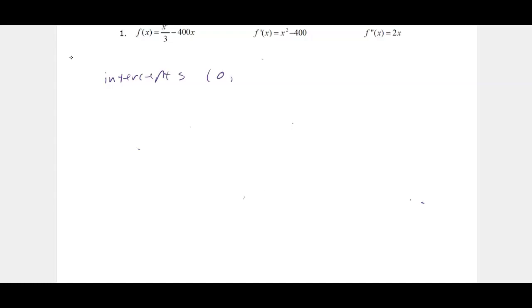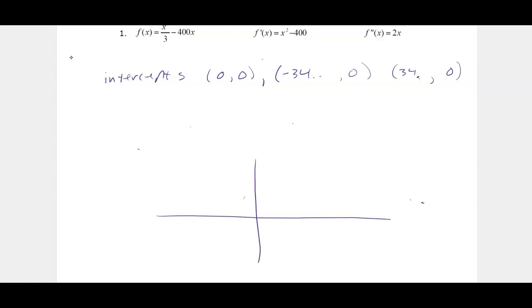I had the y-intercept and also x-intercept (0, 0). And then I had x-intercepts at, I did not write them down. Oh, like negative 34.44. I had negative 34 point something, y is 0, and then I had positive 34 point something, y is 0. We're just sketching this. So I can put these points right on my graph. (0, 0), and the 34 points. And I'm going to have symmetry.